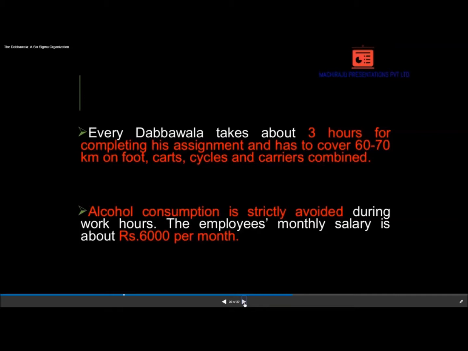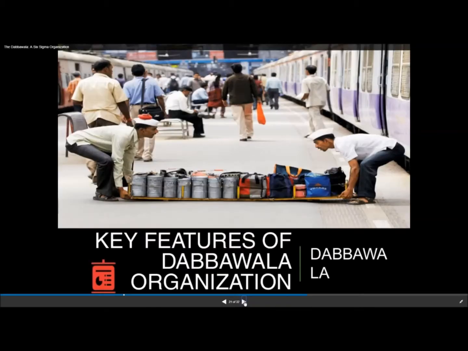Alcohol consumption is avoided during work hours. The employee's monthly salary is about 6,000 rupees per month. Living wage, it's about $100 in today's dollar to rupee conversion rate.